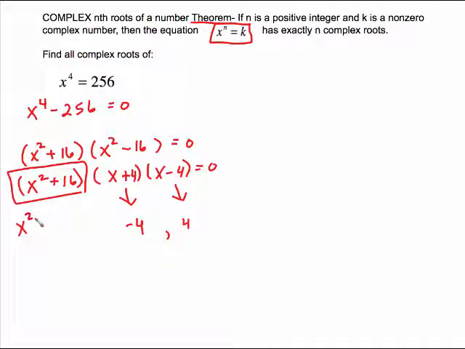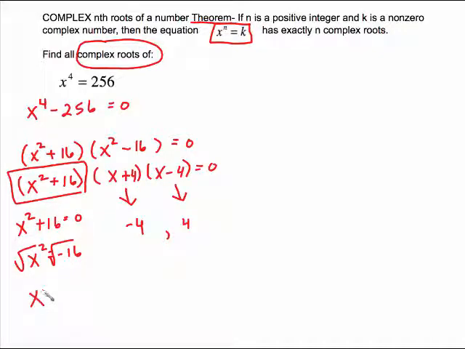Set that equal to 0. Subtract 16 from both sides and solve by taking the square root. Unlike the last problem, this is not asking me to throw out the non-reals. This says find all complex roots. So I keep on going with the square root of a negative. So this is x equals plus or minus 4i. So there are my 4 roots.